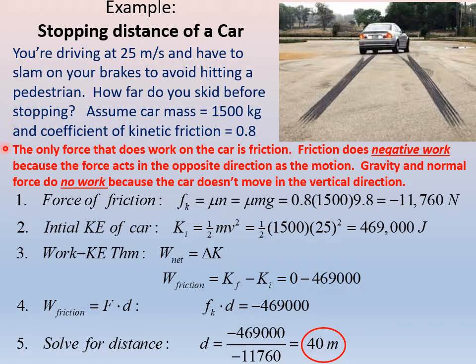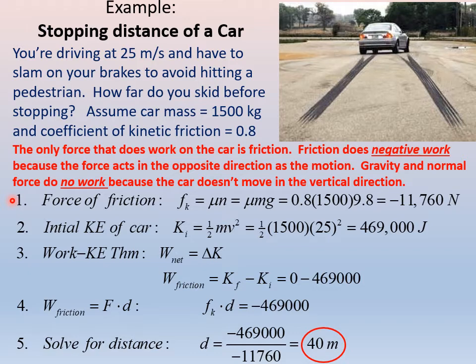All right, so the only force that does work on the car is friction. Remember, gravity going down and normal force going up, well, those are in the vertical direction. The car is moving horizontally on a level road, we're assuming here. Also, friction does negative work because the force acts in the opposite direction as the motion. So this is a case where the force is going against the motion, which is technically negative work. I mentioned that gravity and normal force do no work. Okay, so let's go ahead and solve this problem.